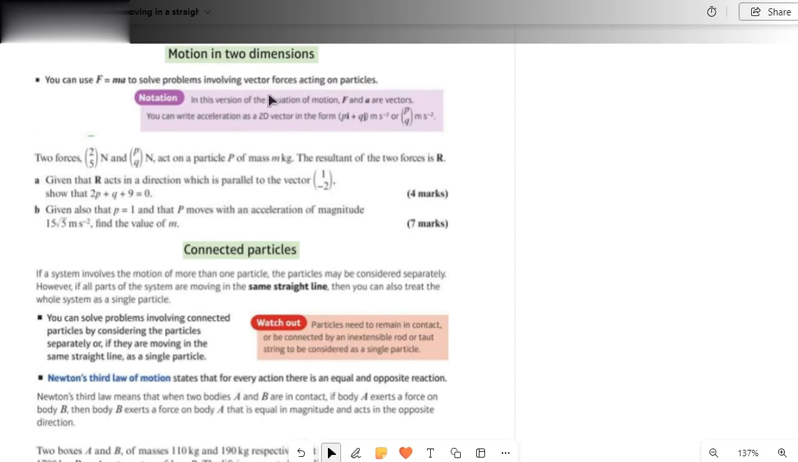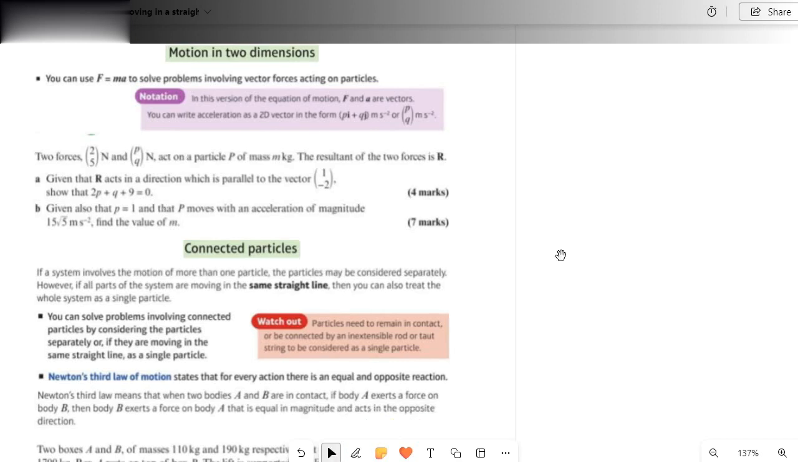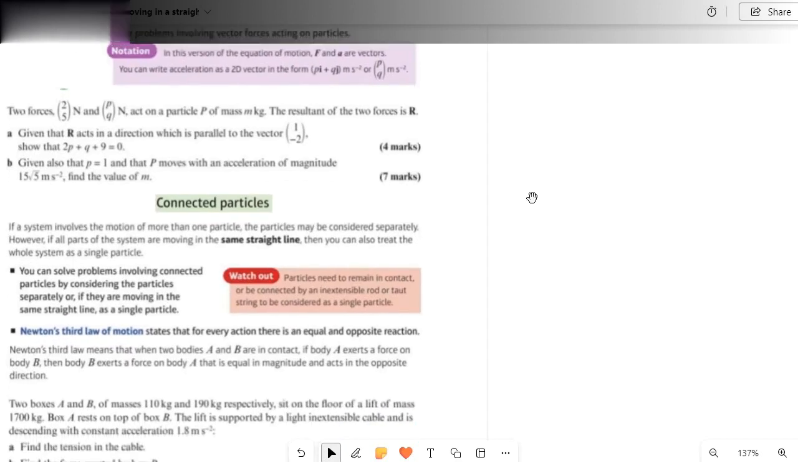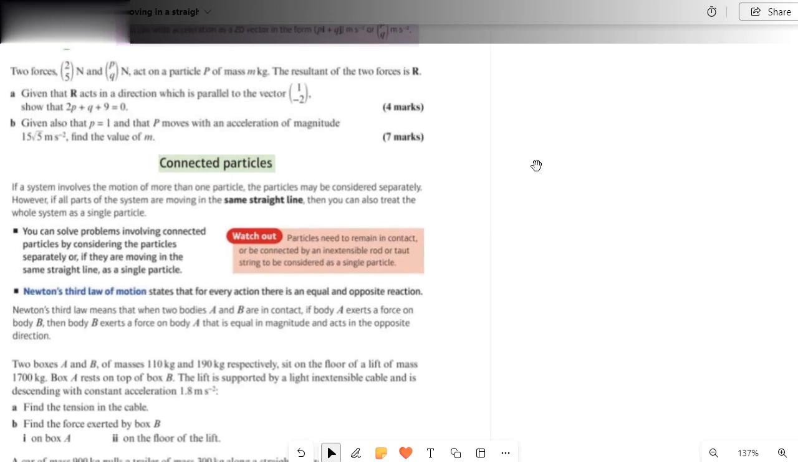Now let's move on to motion in 2 dimensions. You can use F = ma to solve problems involving vector forces acting on particles. For example, in our first question we have two forces, (2, 5) newtons and (p, q) newtons, acting on a particle P of mass m kg. The resultant of the two forces is R. Given that R acts in a direction parallel to the vector (1, -2), show that 2p + q + 9 = 0.